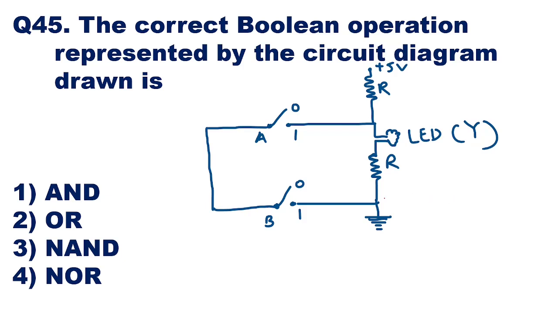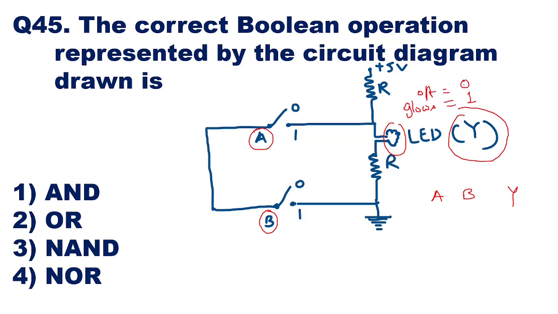So again here we will see the combinations of both the inputs A and B and what will be the output Y. Okay, so here you can see this is input A, this is input B, and here you are having an LED, which is going to be your output Y. If the LED glows, it is taken as logic 1. If the LED is off, it is taken as logic 0.